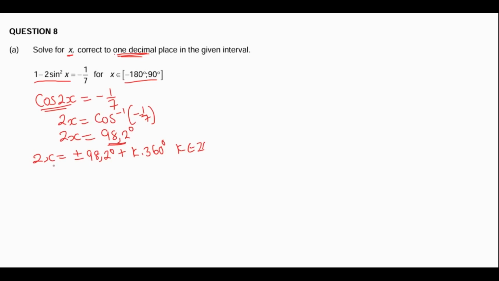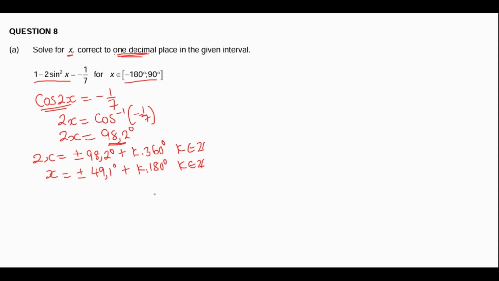And then after this, you can divide everything by what? By 2. Okay, so x is equal to positive or negative 49.1 degrees plus k times 180 degrees, where k is an integer. Now this is our general solution. So what you can do, we can put this in the calculator.